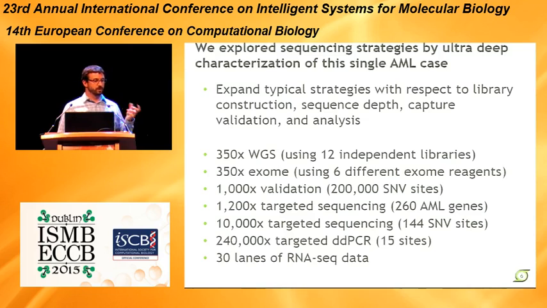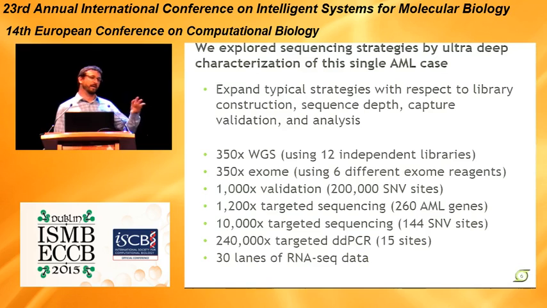We also did additional targeted sequencing of a panel of genes that are found to be recurrently mutated in AML and sequenced that to about 1,200x. And then a further subset of these sites were sequenced to 10,000x, and then a further subset was profiled by digital droplet PCR to almost 250,000x.